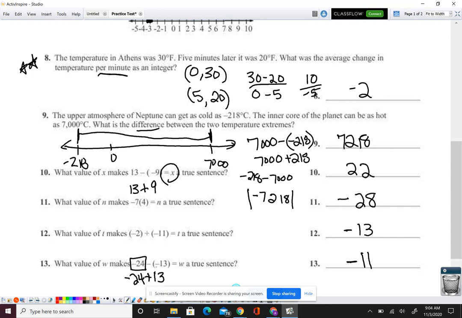When you have the same negative sign on both of them, what do you do? Like this one, number 12? Okay, so we're adding. We add the numbers, 2 and 11, and we get 13. The sign on those two is negative, so our answer is negative 13. Anything else? All right, let's move on to page 2.